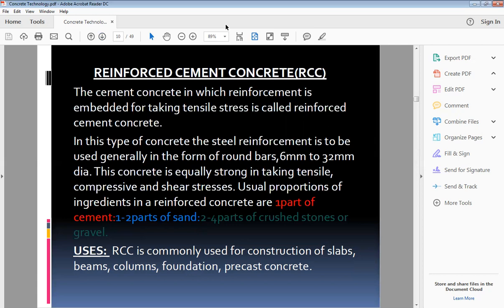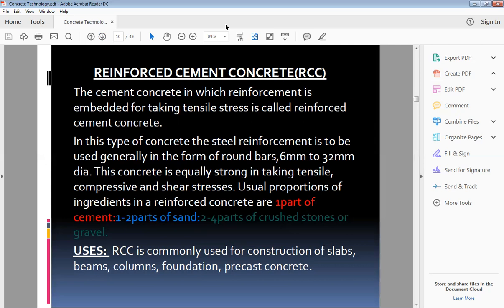For example, beam, column. First of all, we have to calculate how much quantity of steel will be there and what will be the size of the steel. There will be main bars, stirrups, bent-up bars, etc. We have to calculate the quantity of all these bars. Then we incorporate reinforcement in the cement concrete.